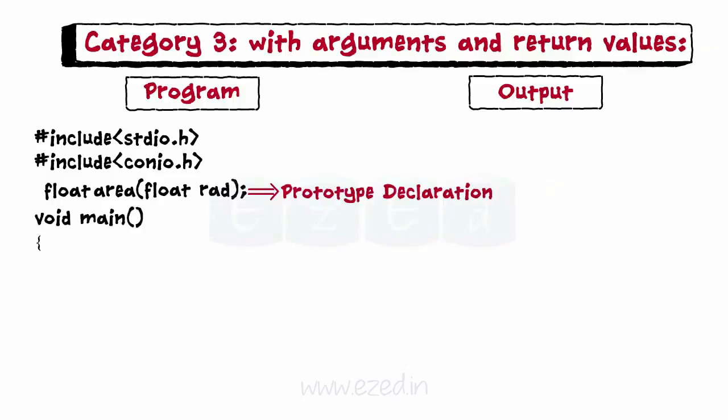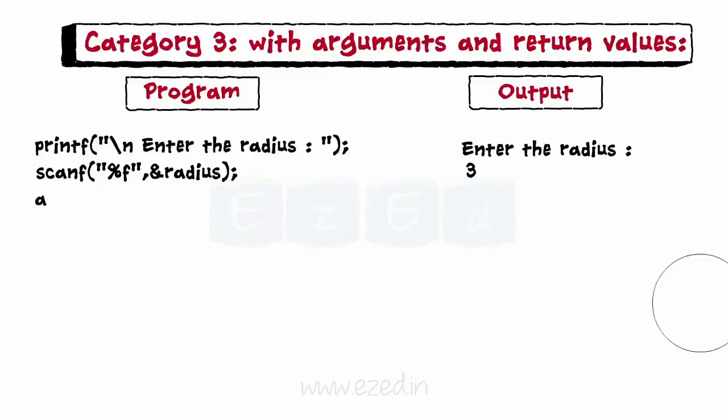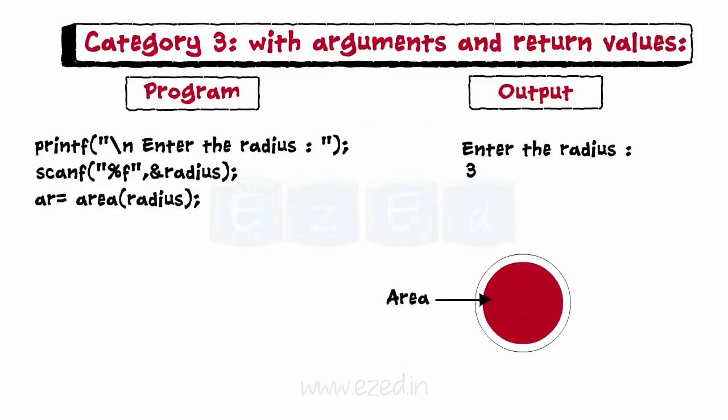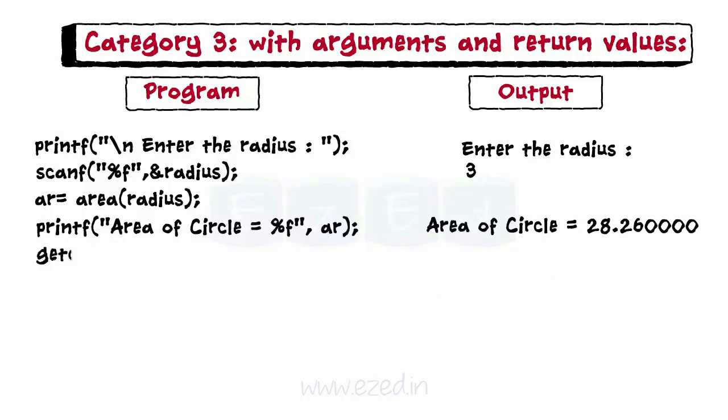Then we declare the main function followed by the variables radius and area1. We ask the user to enter the radius and save it in radius using scanf. Then we write a function call to the function area. The area which is calculated by the function is saved in the variable ar and displayed using printf, after which we end the function with the getch function. Now we write the definition of the function area.